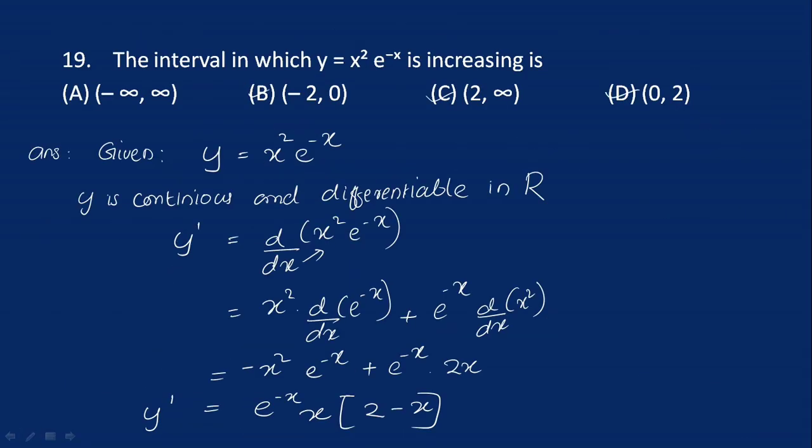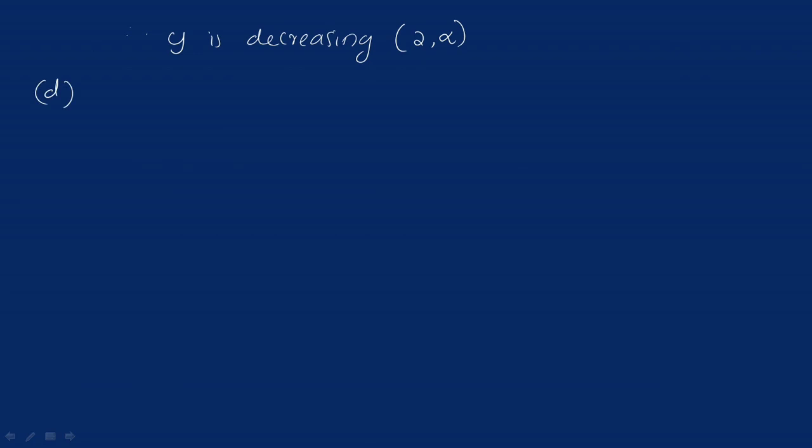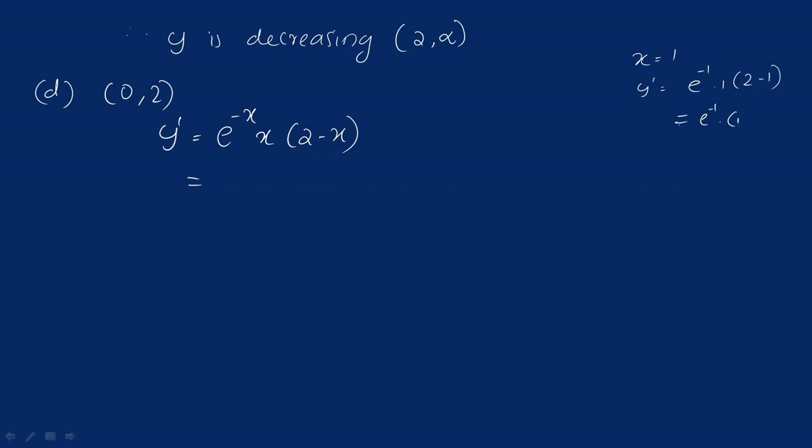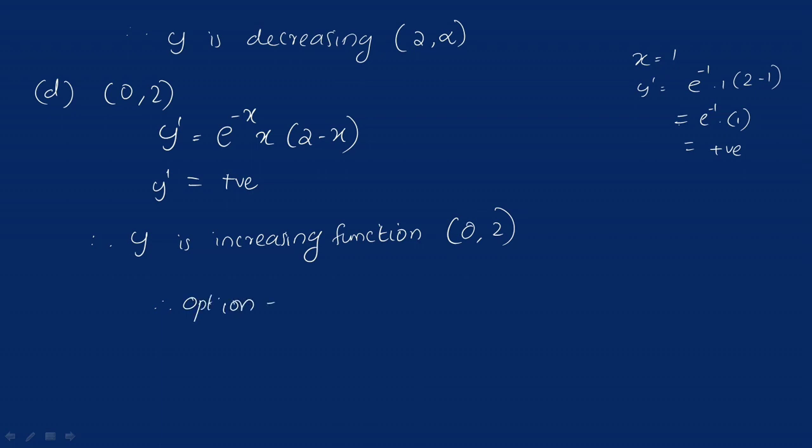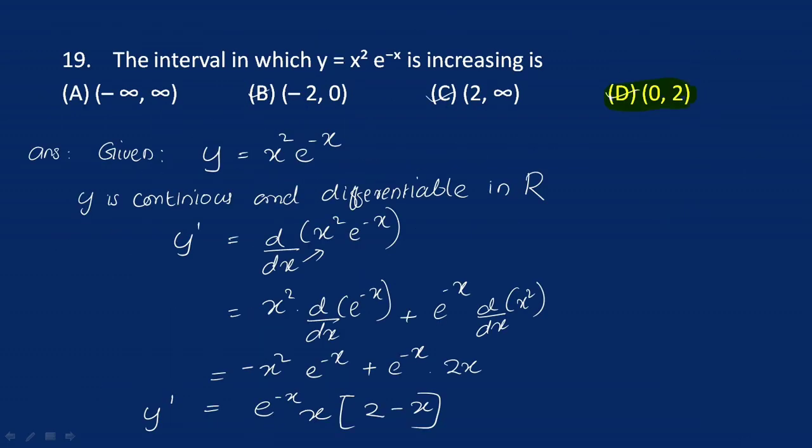And the last part, that means the d part of the question, that is from 0 to 2. So here also we have y dash, that is e raised to minus x into x into 2 minus x. We are applying any value between 0 to 2. Let x is equal to 1. Here we are considering x equal to 1. So we are substituting the value 1 for y dash. So we will be having a positive quantity. So y is an increasing function in the interval 0 to 2. So in conclusion, we have option D as the answer. So from 0 to 2, y is an increasing function.